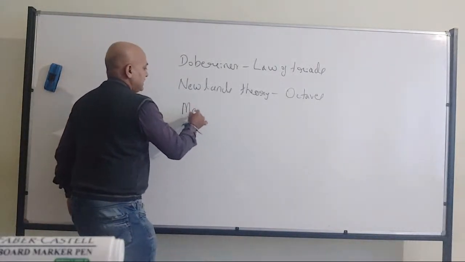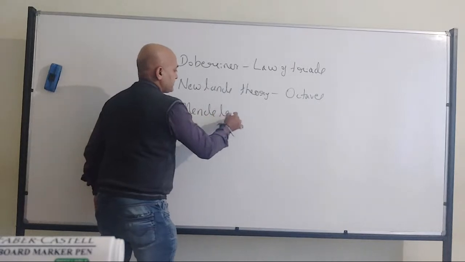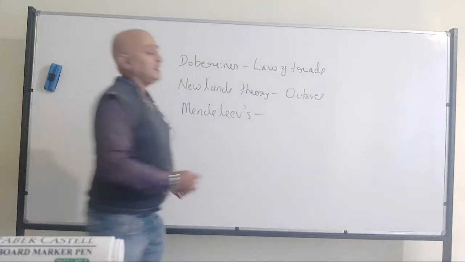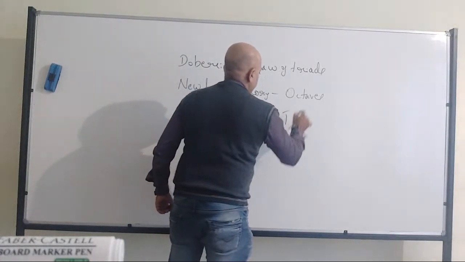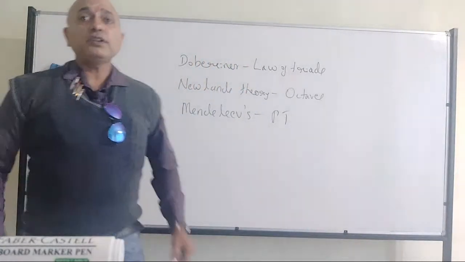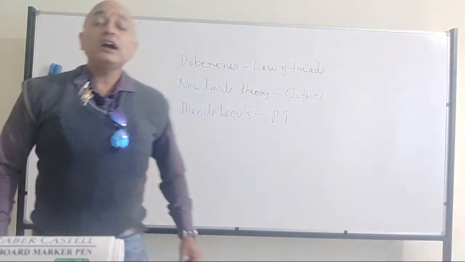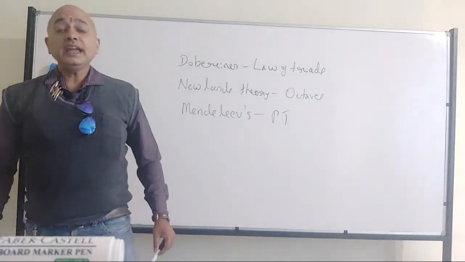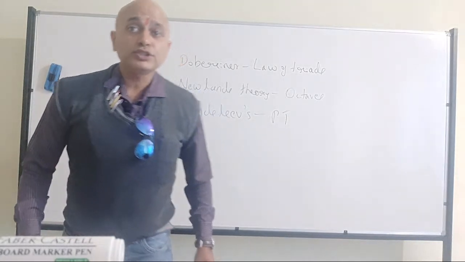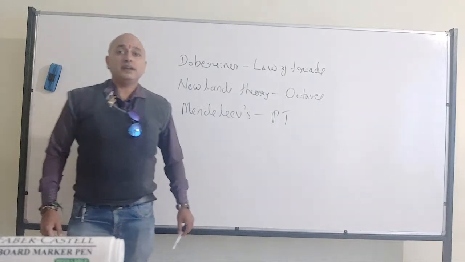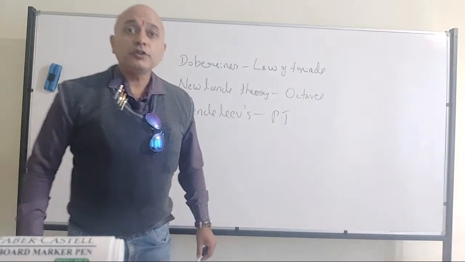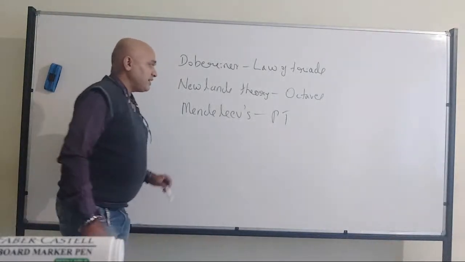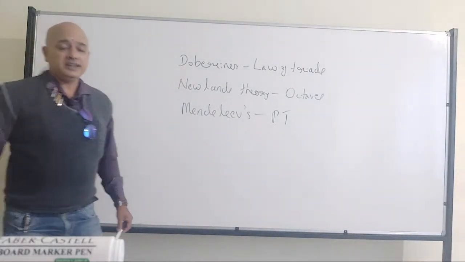Then comes Mendeleev's periodic table, who prepared the arrangement of the elements based on the atomic weight. So up to Mendeleev's it was based on the atomic weight. There is no question of atomic number. Everything was based on atomic weight, right? So yes, atomic mass. That's where we have Mendeleev's periodic table.